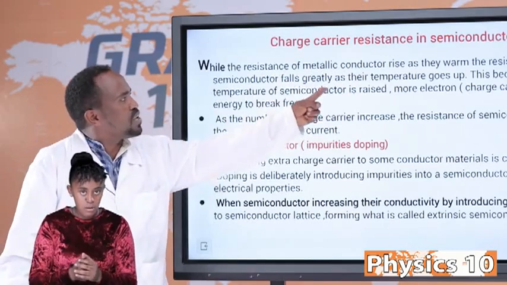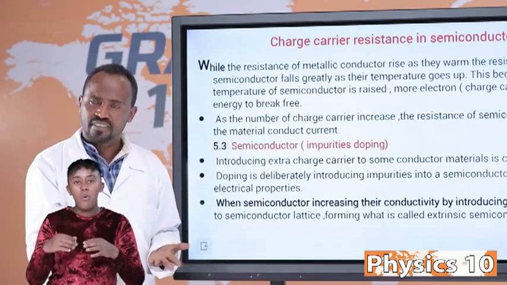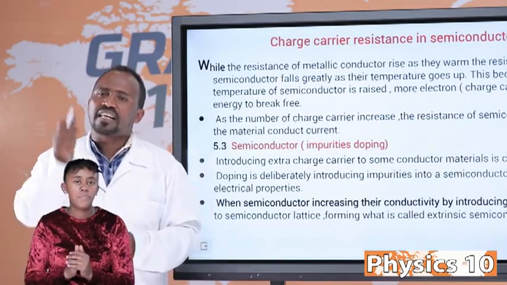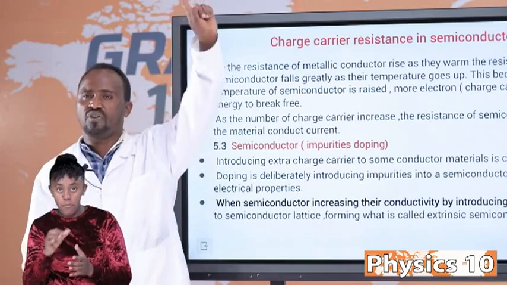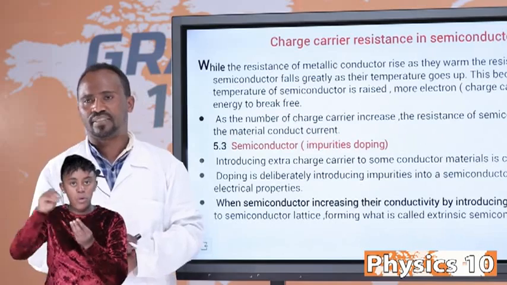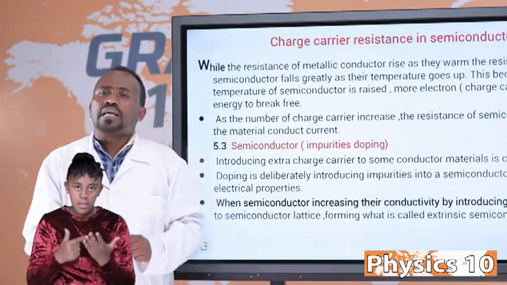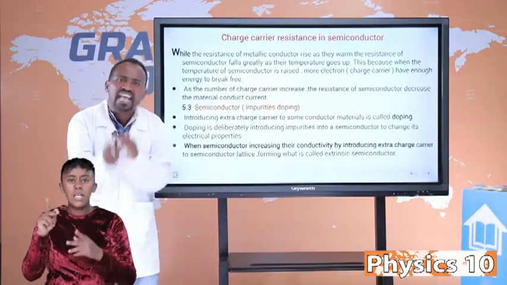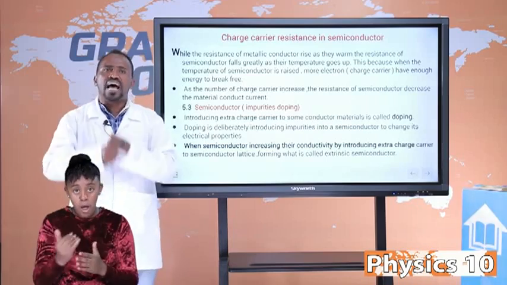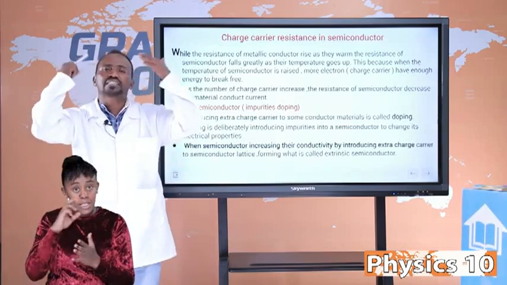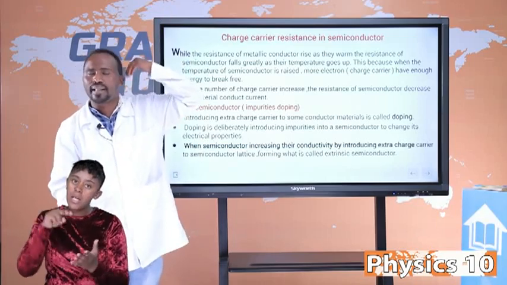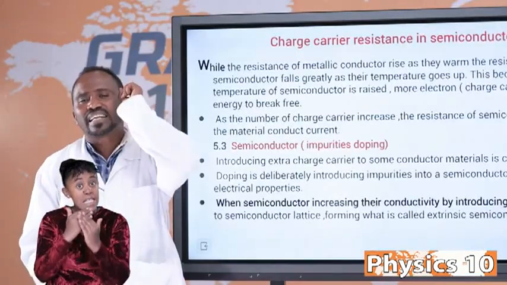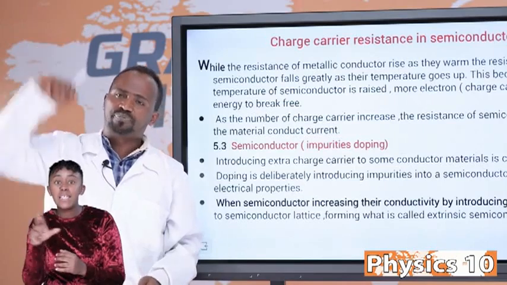The resistance of a metallic conductor rises as the temperature rises. Students, why? Do you know the reason? I say that the resistance of a conductor increases as temperature is increased. This is because electrons have high kinetic energy. They collide with each other while they move in the wire. So as temperature rises, the resistance of the conductor rises. But for a semiconductor, the resistance decreases if we increase the temperature.